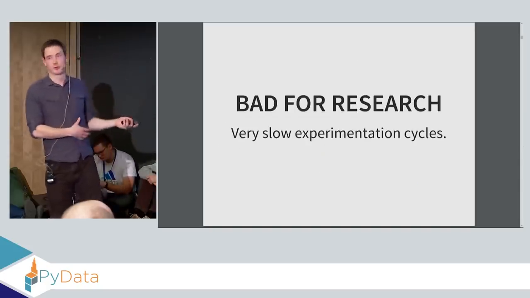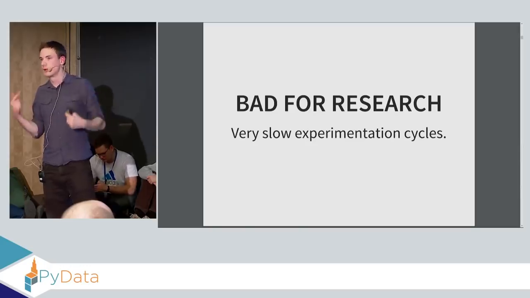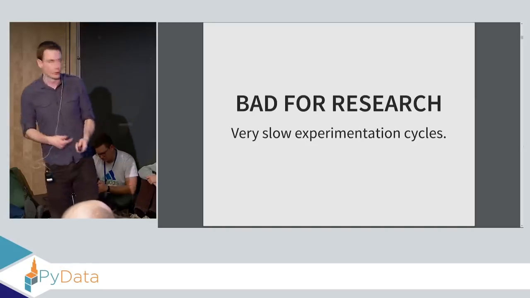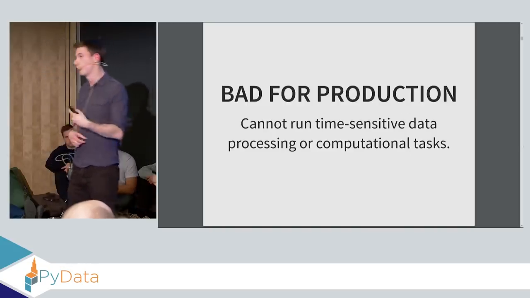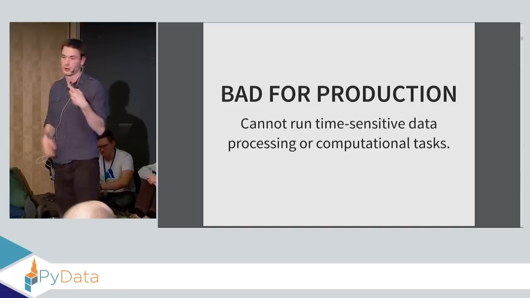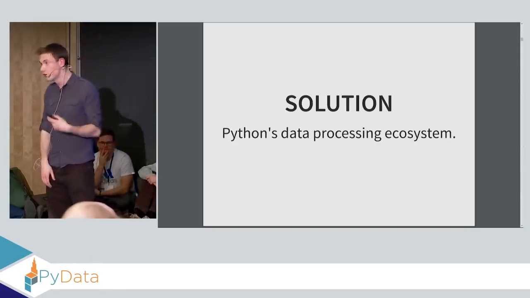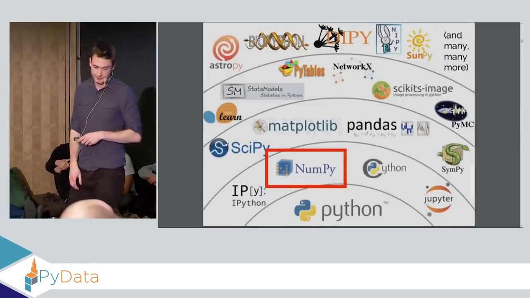Which means actually it's bad for research, pure Python, because it means that you're iterating very slowly because all the calculations you're doing are taking hundreds of times longer. And it's actually bad for production because you can't run time-sensitive data processing tasks without actually having to go with a faster language. So the solution is to use Python's data processing ecosystem.